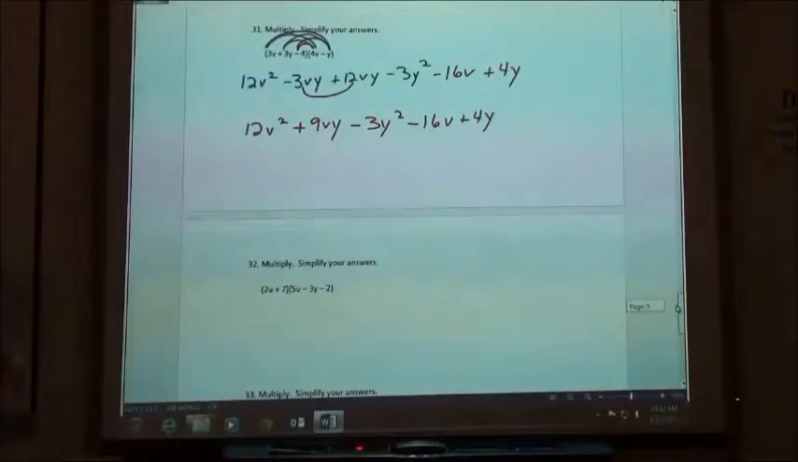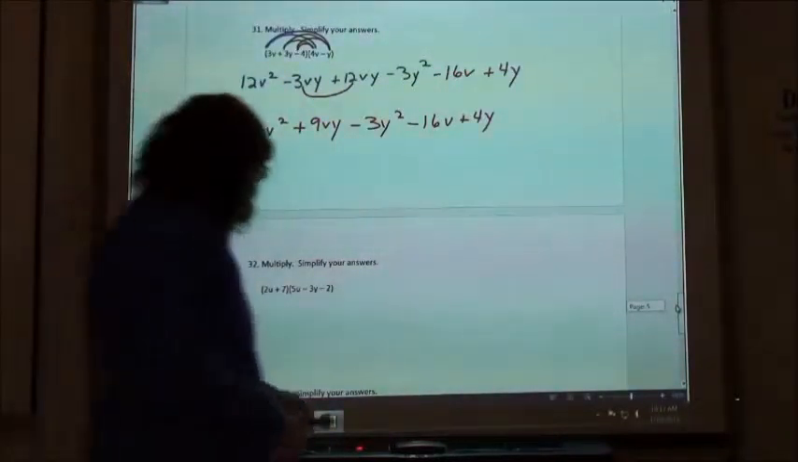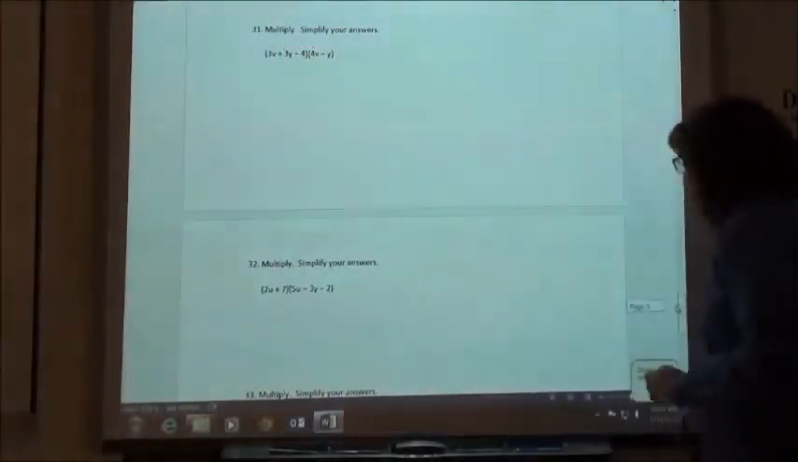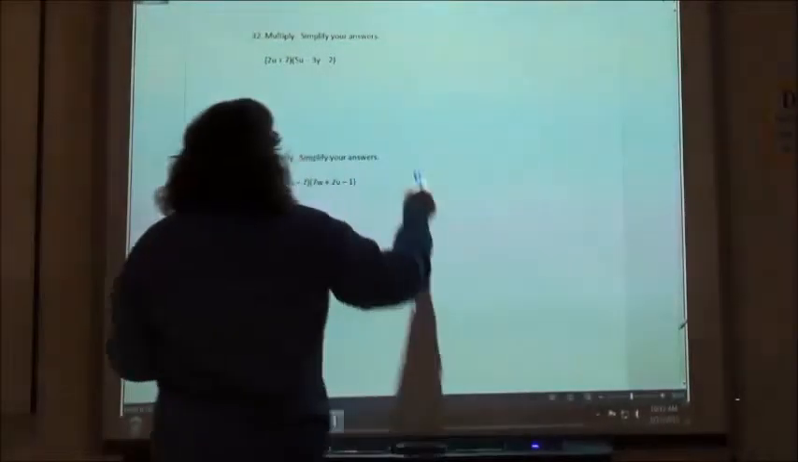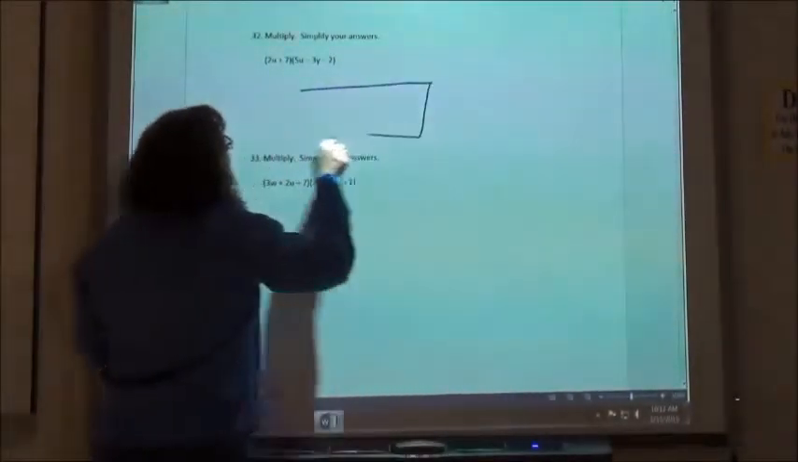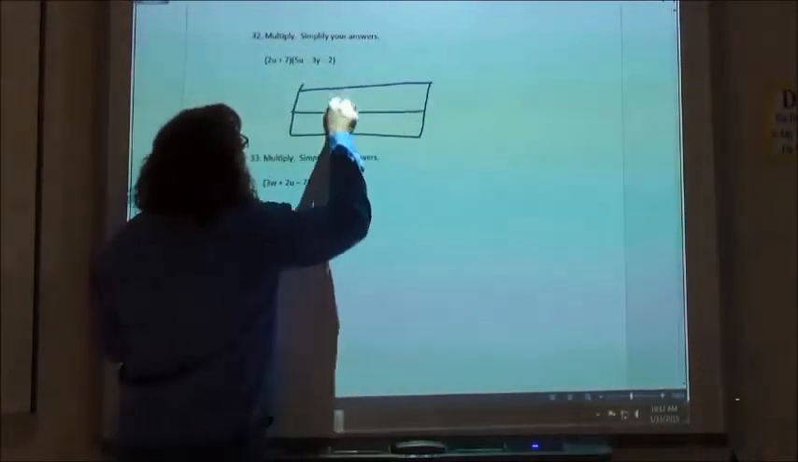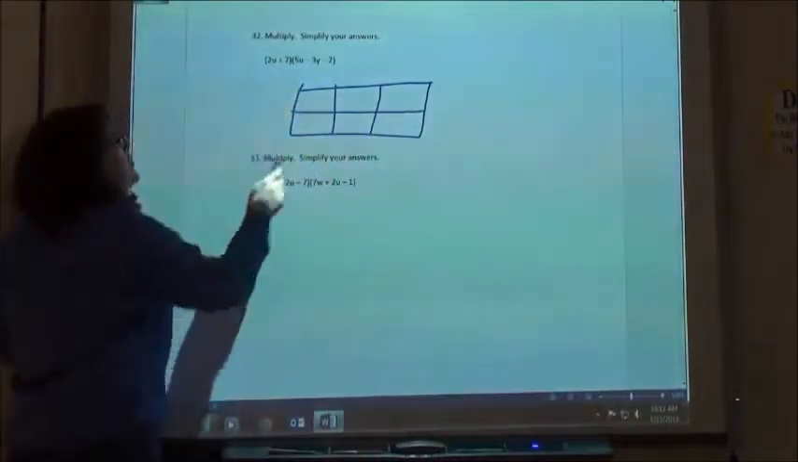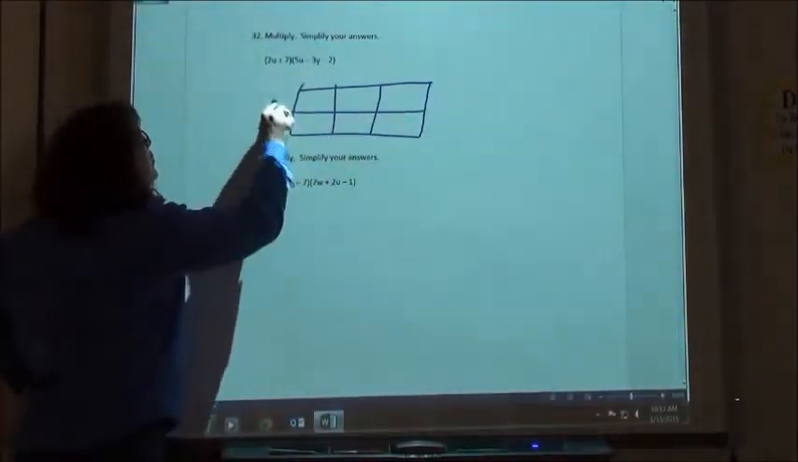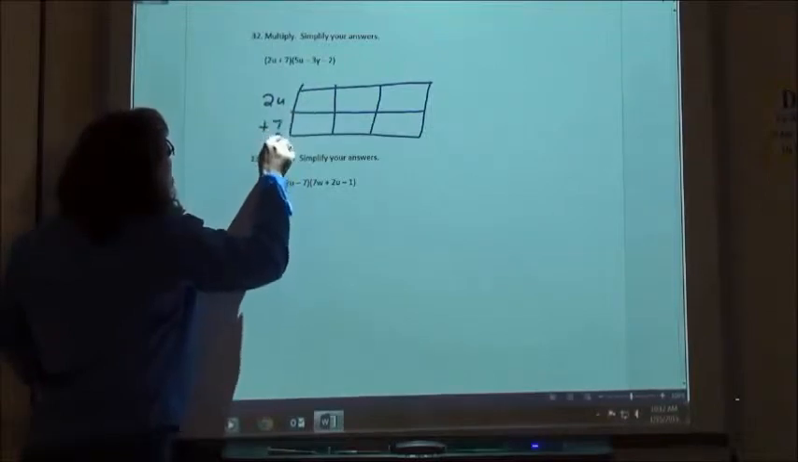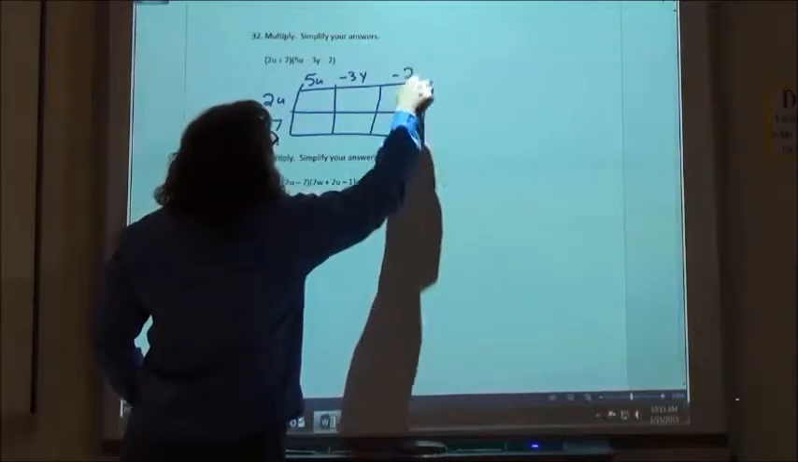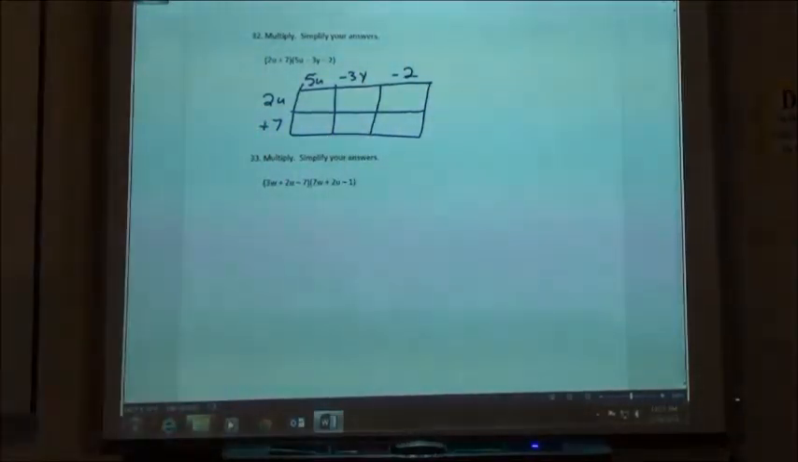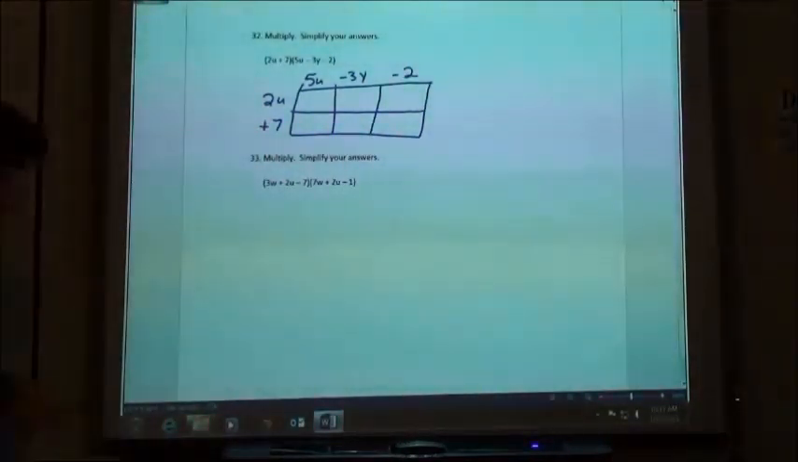Now some people get lost in all that confusion, and so one way to keep track of where you're at, if you get lost, is to just put boxes to keep track of what you're doing. So I'm just going to make my rectangle, and I have 2 by 3, since that one has 2 terms and that has 3 terms. So you could write it as 2u plus 7 here, and 5u minus 3y minus 2 here. And then you can keep track of where you're at in case your kids interrupt you or something like that.